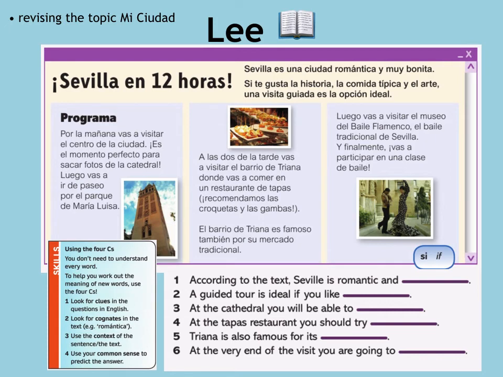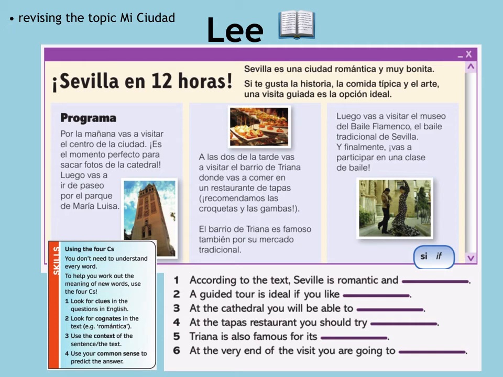You don't need to understand every word. You're probably looking at this and thinking, oh, that's loads. I can't read all that. You can, and you don't need to understand every single word. To help you work out the meaning of new words, you need to use the 4 C's. So, first thing is clues.